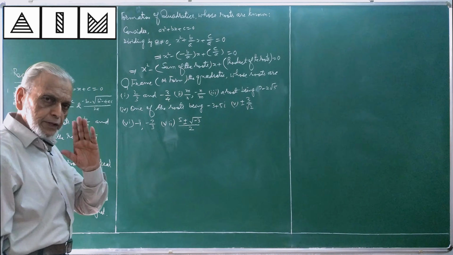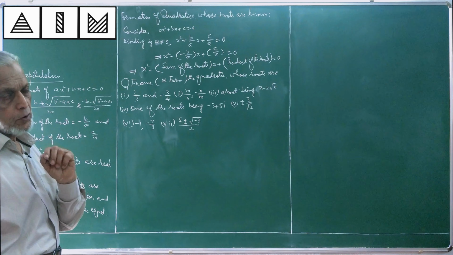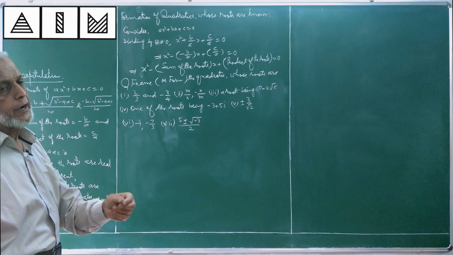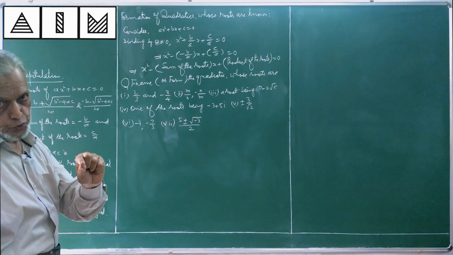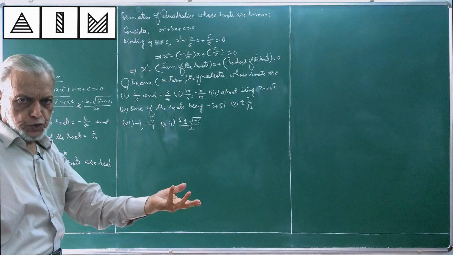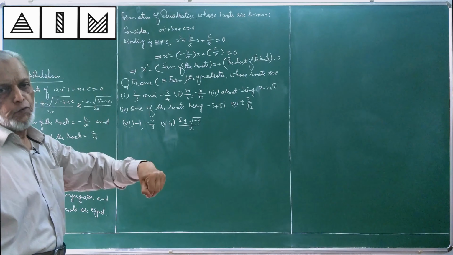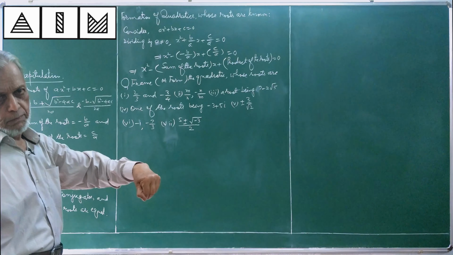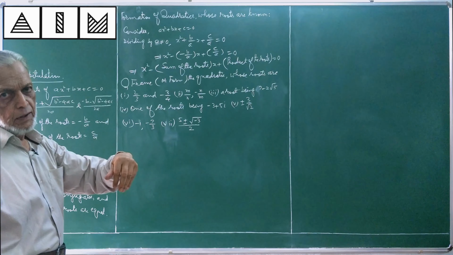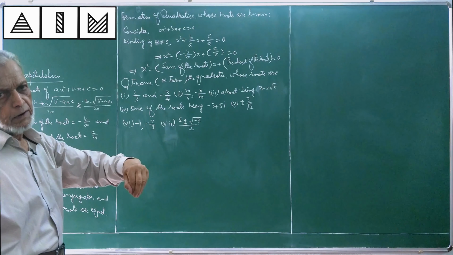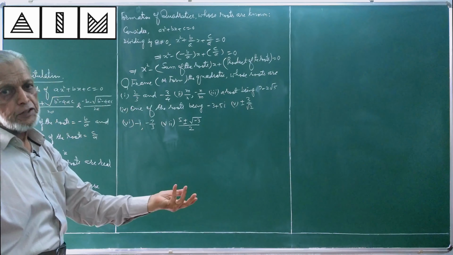So far we have been solving quadratic equations and finding their roots. Now a converse question is before us. Roots are given, and the equation is called for. The roots, the values of x, are given, and the equation is required.